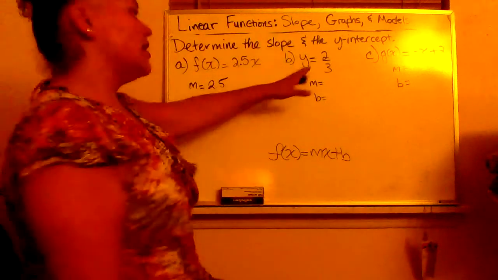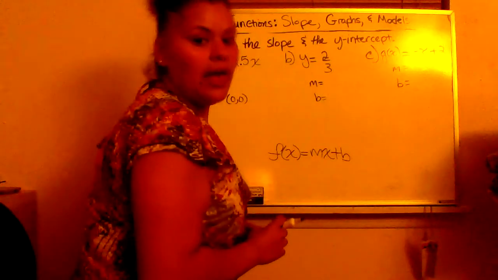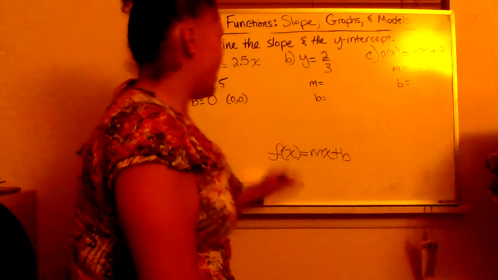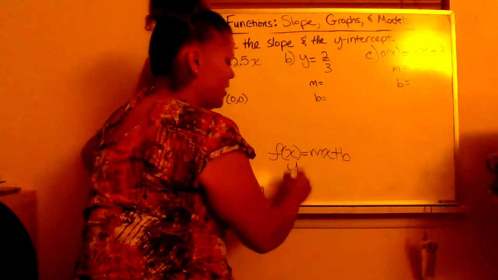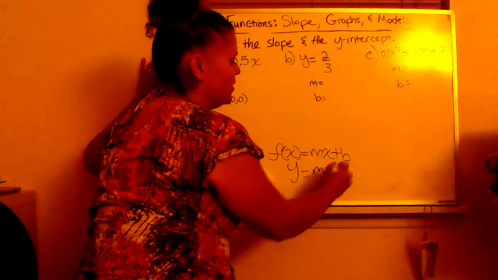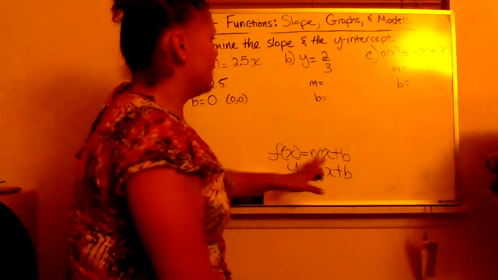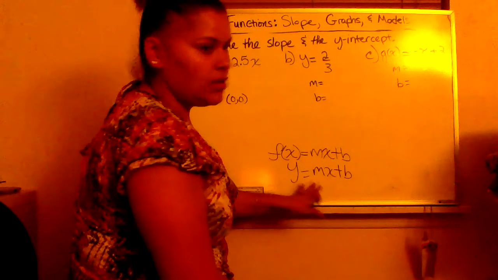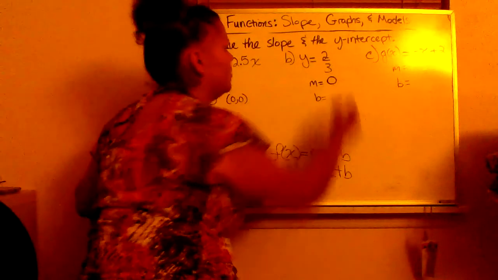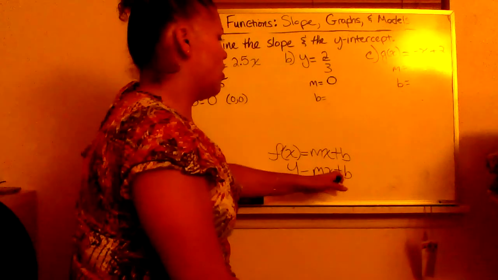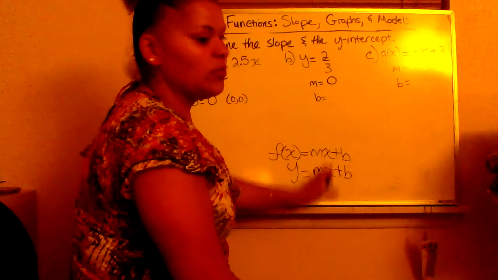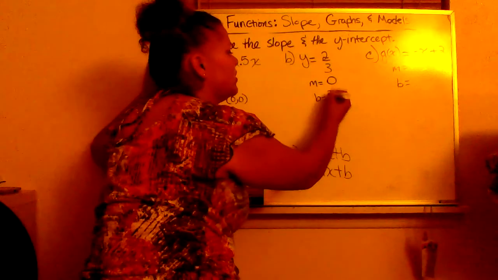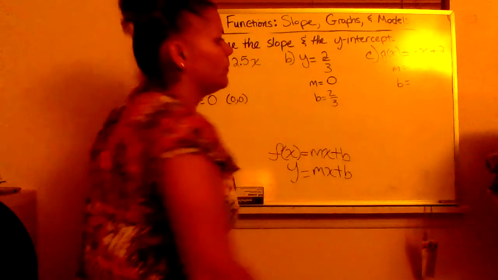Now we move on to the next one where it says y equals 2/3. So what we do is we look at our equation. So I'll make it y equals mx plus b. So looking at this, we don't have anything with x next to it. So we know we're missing a slope. So we have no slope. And then our b is the constant or the plain number. We have a 2/3. So then our y-intercept is 2/3.